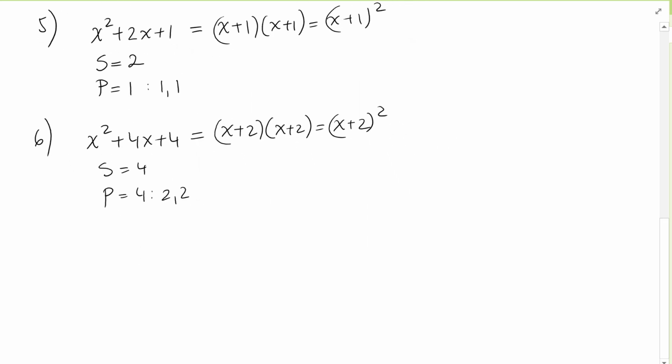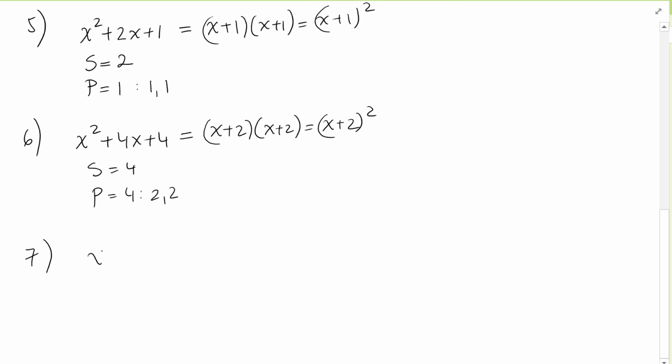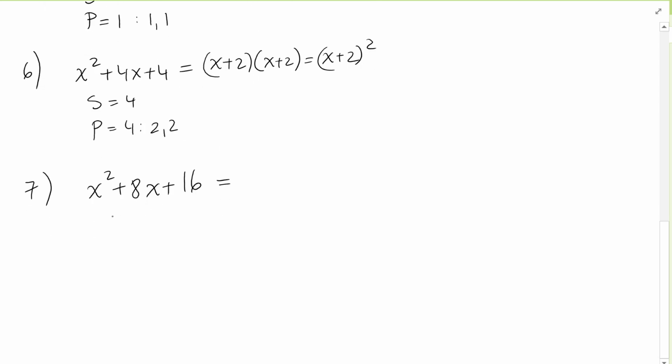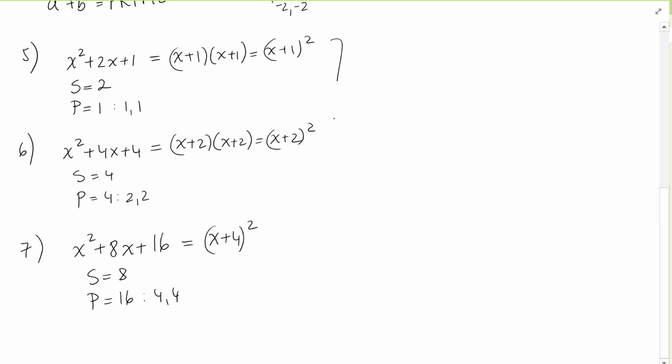And one more. X squared plus 8x plus 16. Again, the sum is 8, the product is 16, the numbers are 4 and 4, so we get x plus 4 squared. So again, I hope you got the idea.